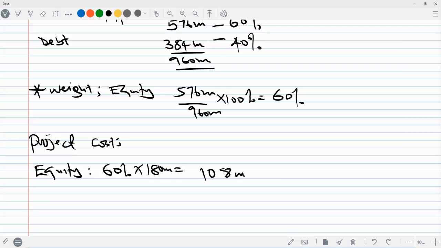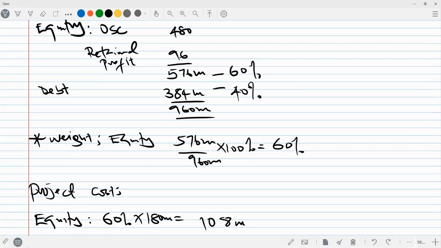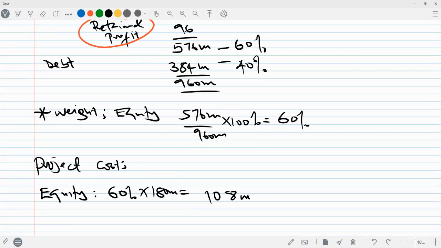$108 million out of the 180 will come from equity, and of course the balance will come from debt. Don't forget, equity is made of two parts, just as you're seeing here: shares and retained earnings. As per note 5, the amount the company will have to obtain from retained earnings is 18 million. Therefore, the balance is from the issue of shares.